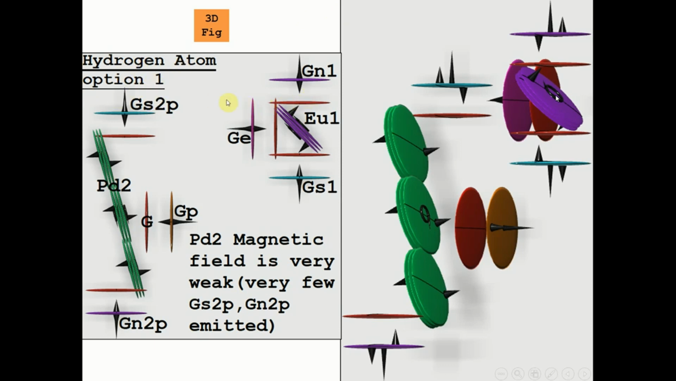We can see the proton in green and the electron in purple, which is now electron spin up, but it can also be electron spin down. This electron produces mainly Ge particles, and the proton produces mainly Gp particles. But they also produce magnetic field particles, Gn and Gs. The magnetic field from the nucleus is very weak. In other words, the nucleus will create very few magnetic field particles, Gn and Gs type particles.